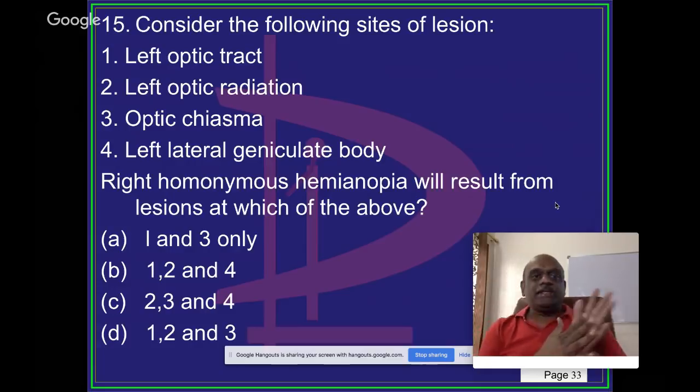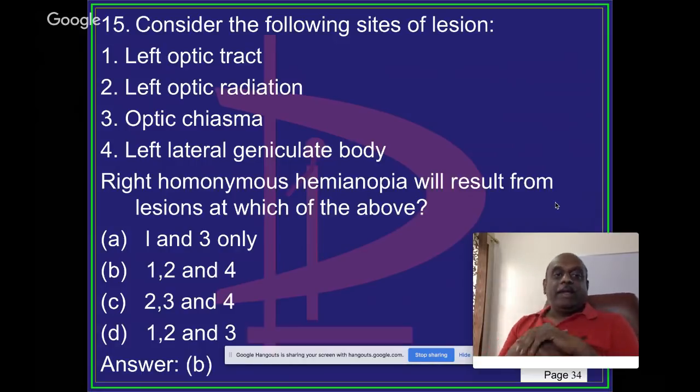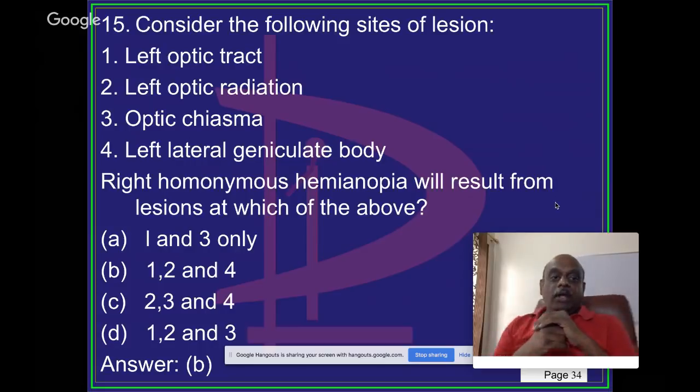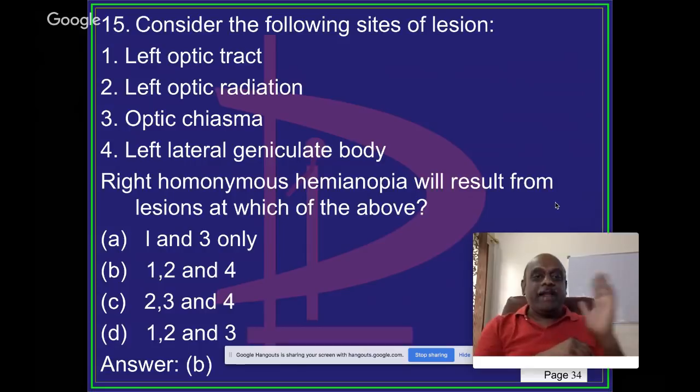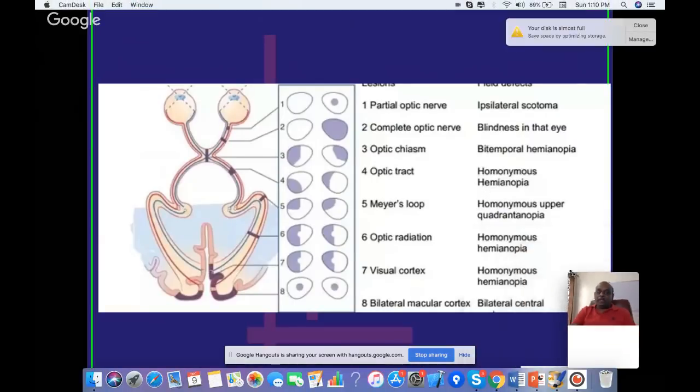Very good. I can see A versus B. Good. Akhil is proposing B. Absolutely. Akhil, that left optic tract or left optic radiation or left lateral geniculate body, anything can cause homonymous hemianopia. You should not do this kind of question wrong, doctor. One of the favorite questions of the examiner.